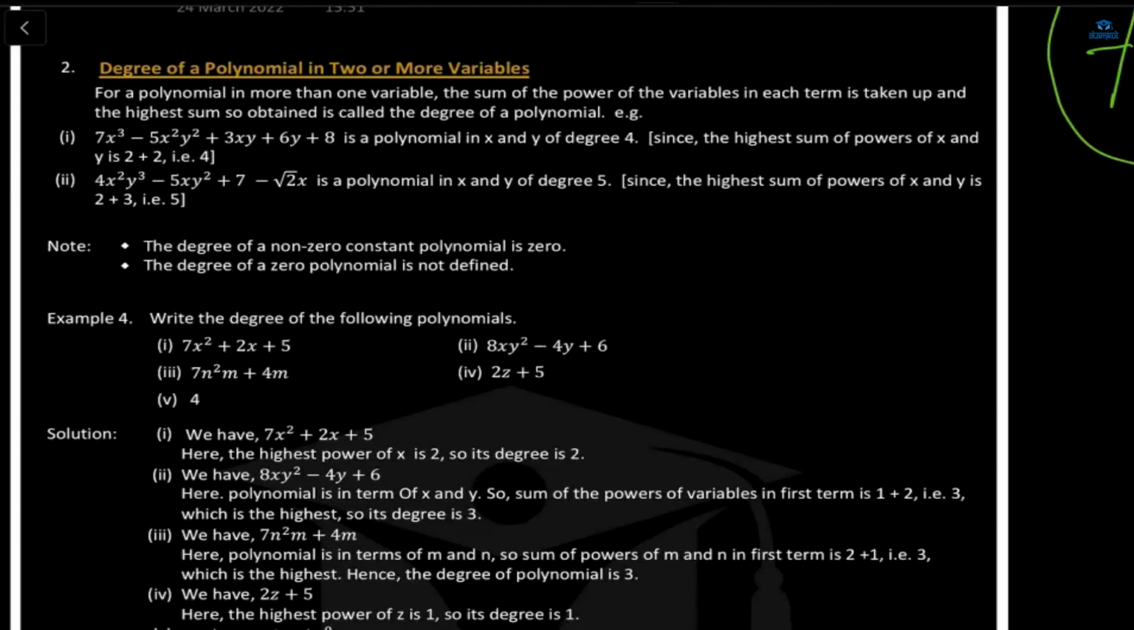We have learned about what a polynomial is and how we can know that a particular arithmetic expression is a polynomial. Then we learned about the degree of the polynomial. What is the degree? How can we find out the degree of the polynomial?